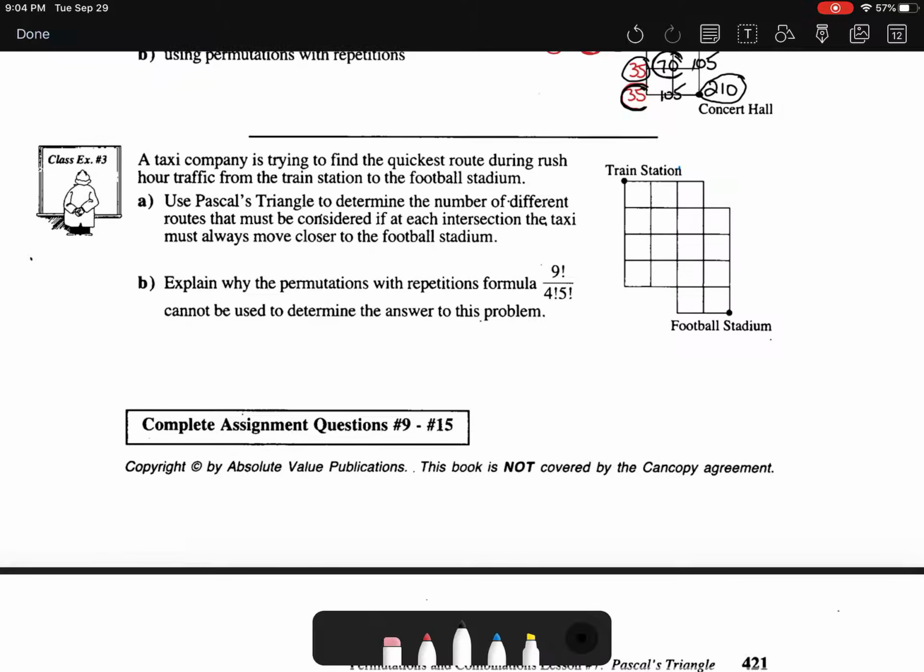Now in class example 3, remember, I cannot use perms with repetitions, and I'll explain that in part B, which is what they ask for, but let's use Pascal's triangle to determine the number of routes from the train station to the football station. So again, 1s go across, and 1s go down. Now I add diagonally. So again, 1 and 1, that's 2. 2 and 1 is 3. 3 and 1 is 4.